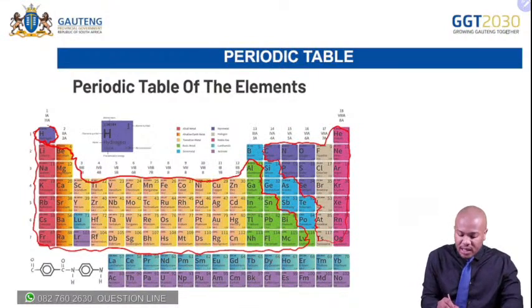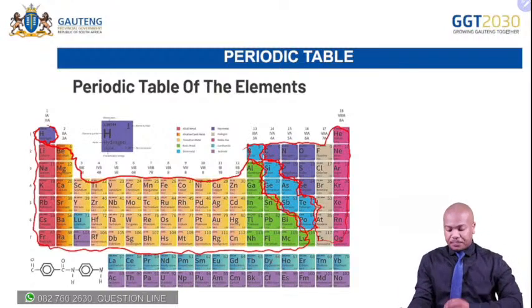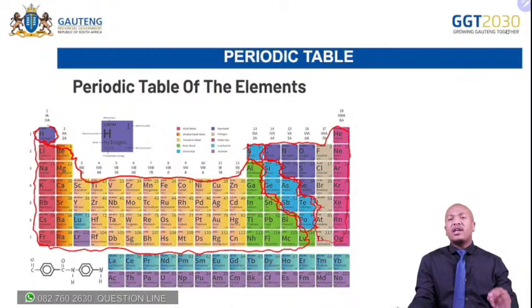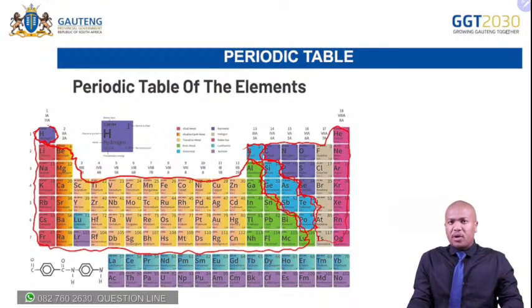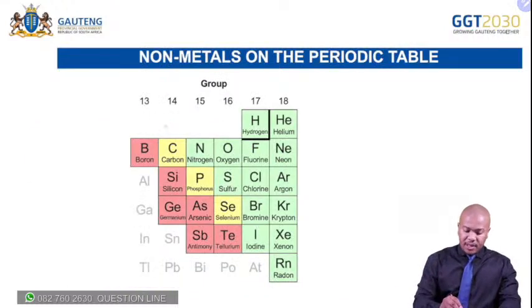But what about these ones along the zigzag line? Those are your semi-metals, right? They have properties of metals and non-metals. Today's focus is on the non-metals, which are found on the right-hand side of the periodic table. Here is a cut picture of the non-metals.